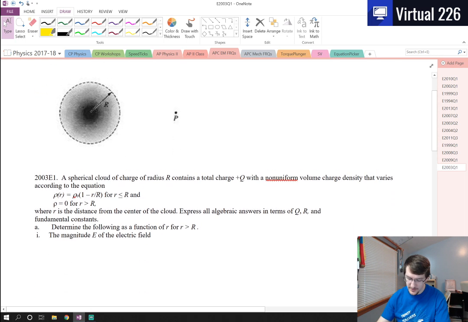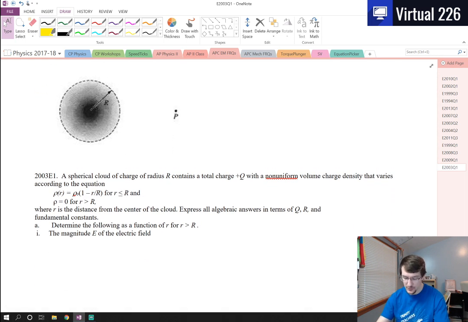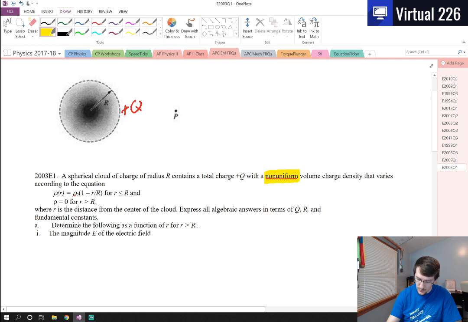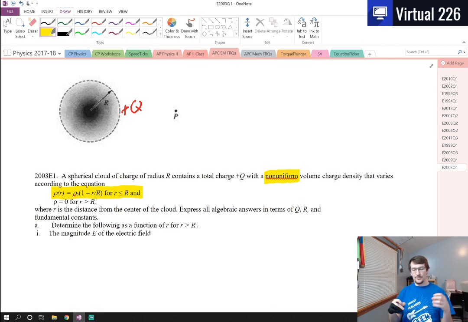What we've got, if we look at this, is a spherical cloud of charge of radius R, containing a total charge of plus Q. So this whole thing has a charge of plus Q on it, and it has this non-uniform volume charge density. That's a very important thing for this problem, and it makes things a little bit weird. It varies according to this equation: rho of r, the density as a function of radius, equals rho naught times the quantity 1 minus little r over big R. That's for whenever we're inside the cloud, for little r less than or equal to big R. And the density is 0 when we're outside the cloud, so nothing exists outside this cloud.